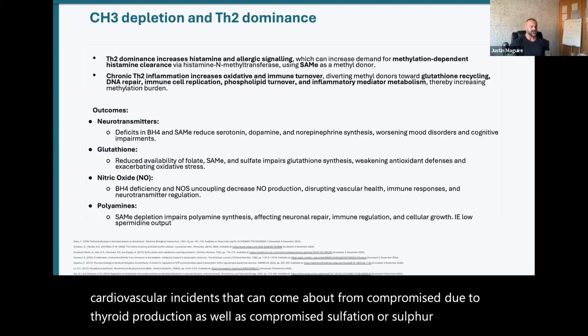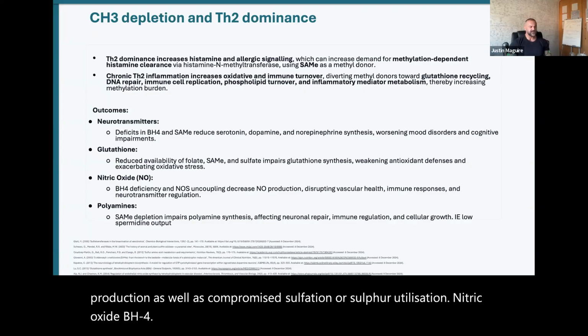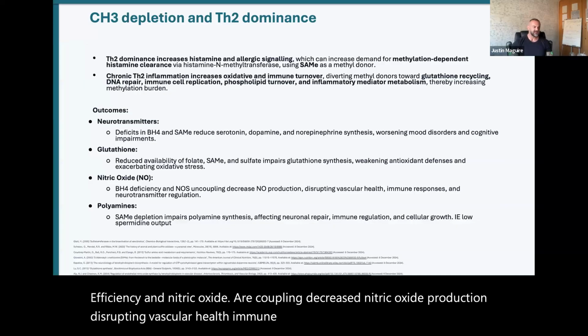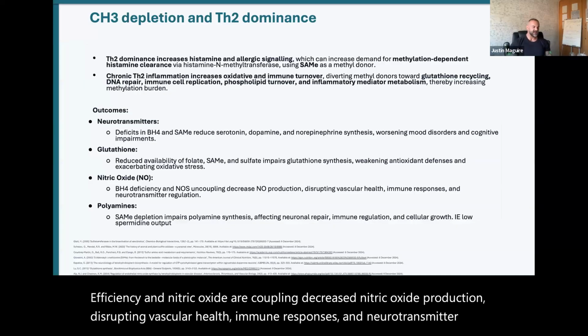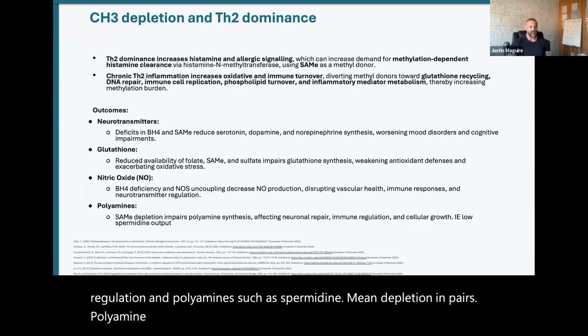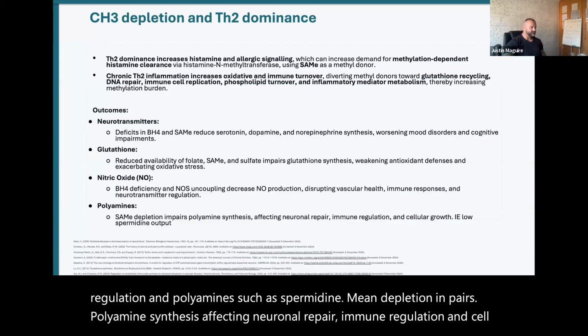Nitric oxide: BH4 deficiency and nitric oxide synthase uncoupling decrease nitric oxide production, disrupting vascular health, immune responses, and neurotransmitter regulation. And polyamines, such as spermidine: S-adenosylmethionine depletion impairs polyamine synthesis, affecting neuronal repair, immune regulation, and cell growth, i.e., low spermidine output.